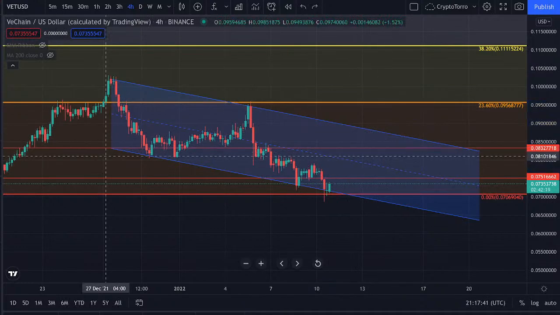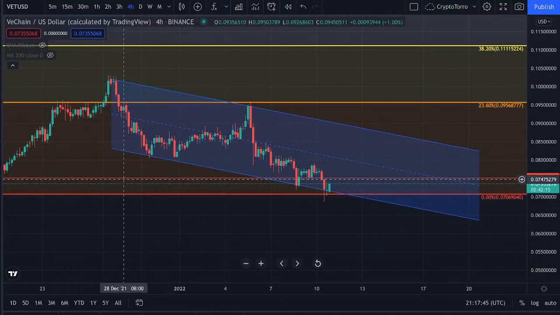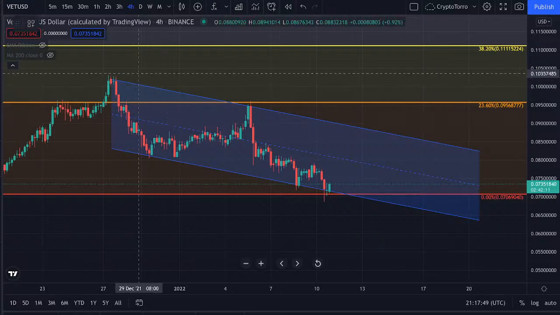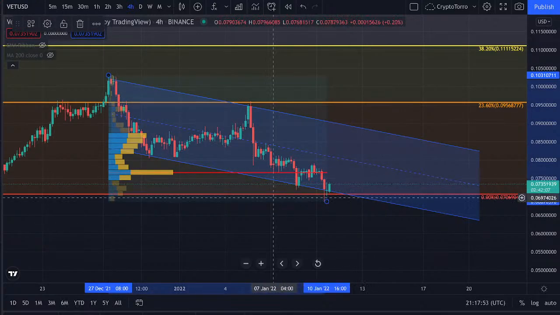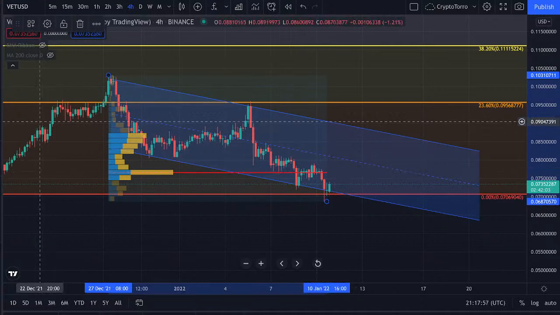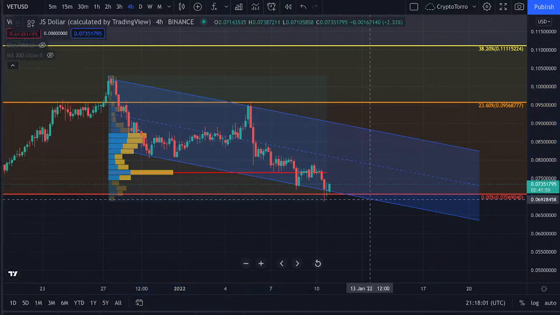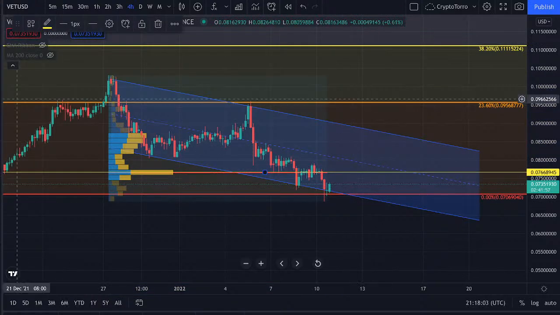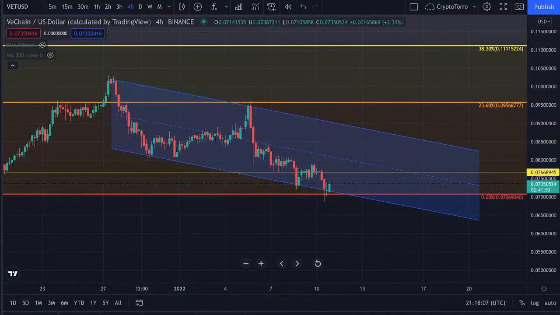Also, I would like to place right away a fixed range volume profile to see where the most amount of volume has been traded during this downtrend. By selecting its swing high towards swing low, you can see that right here at 0.076 was the point where we did see the most amount of volume traded in the immediate short term, and therefore this will be a level of resistance above us that we have to take into consideration as well.